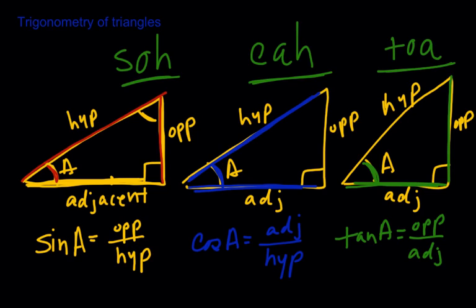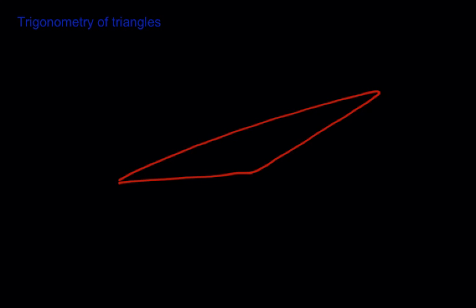Okay, those are nice simplified cases because you have a right angle, a right triangle. But what if you don't? So we'll move on here, and we'll take some triangle that's not a right triangle.